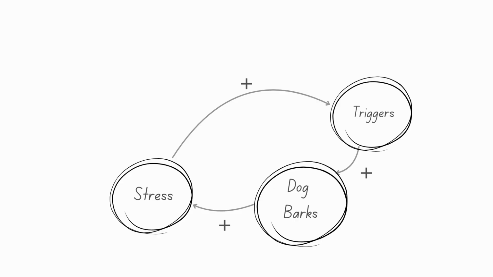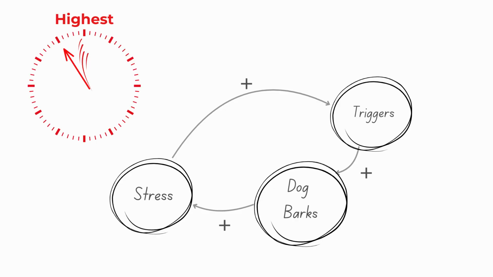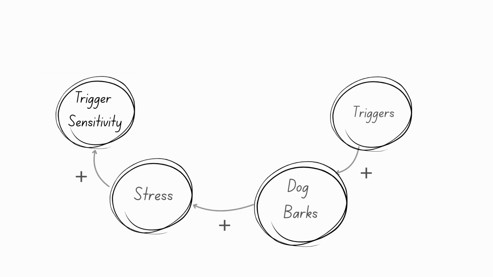Now here's where the loop really starts to form. When stress goes up, what happens to the dog's nervous system? They become more sensitive to triggers. It's like turning up the volume on their alarm system, right? So let's add another variable, trigger sensitivity. Draw an arrow from stress to trigger sensitivity with a plus sign. Higher stress makes them more sensitive.